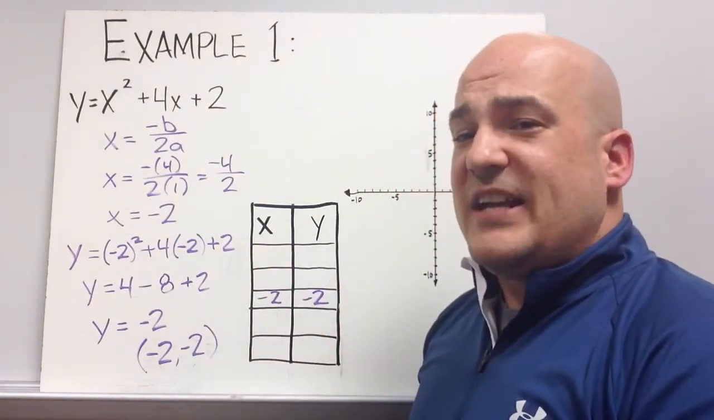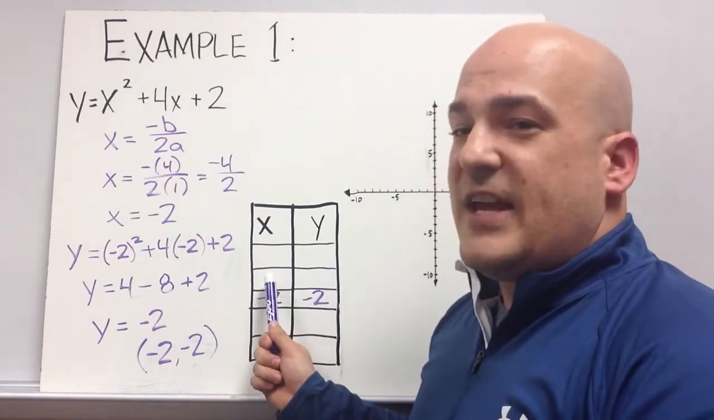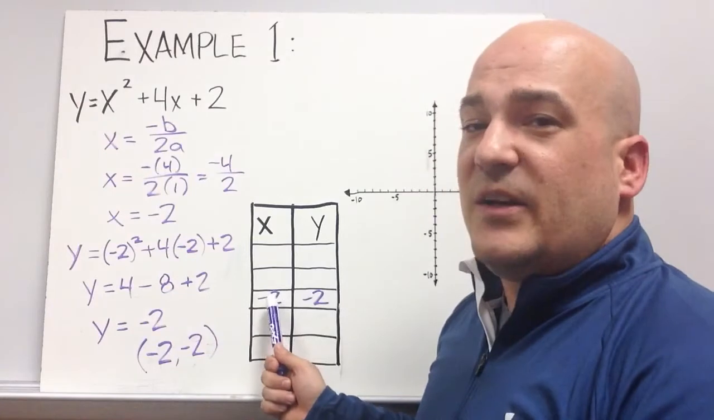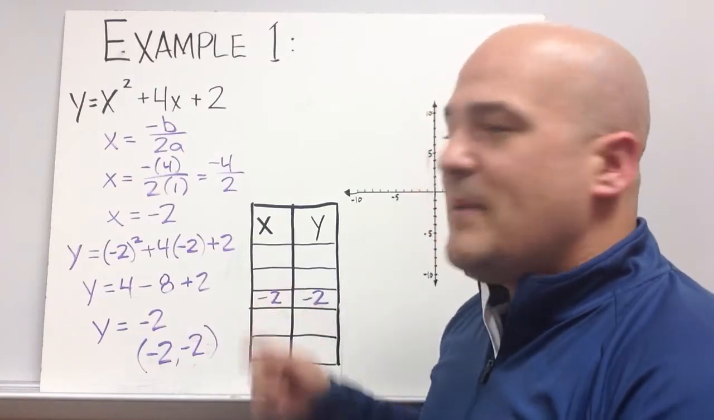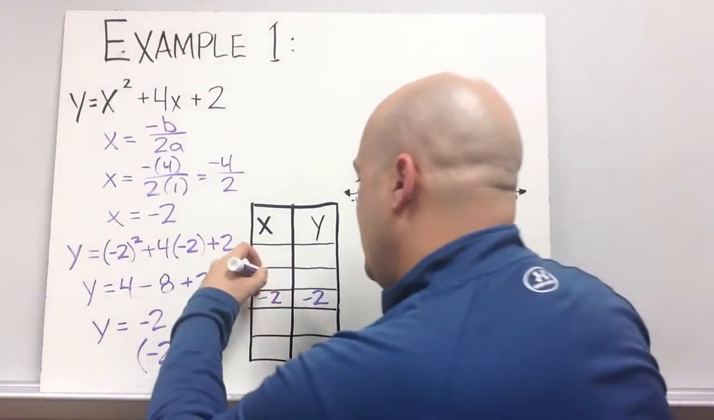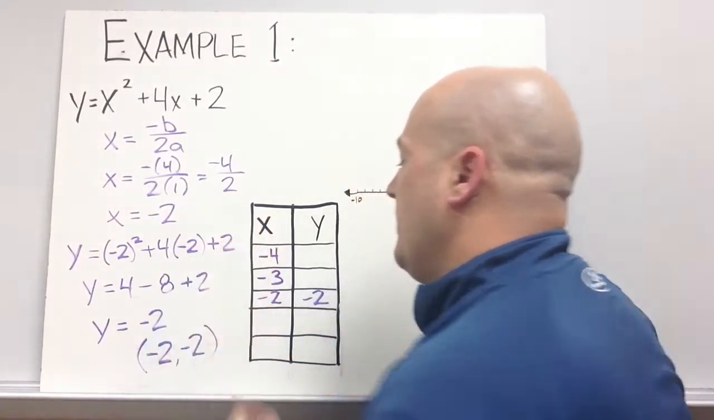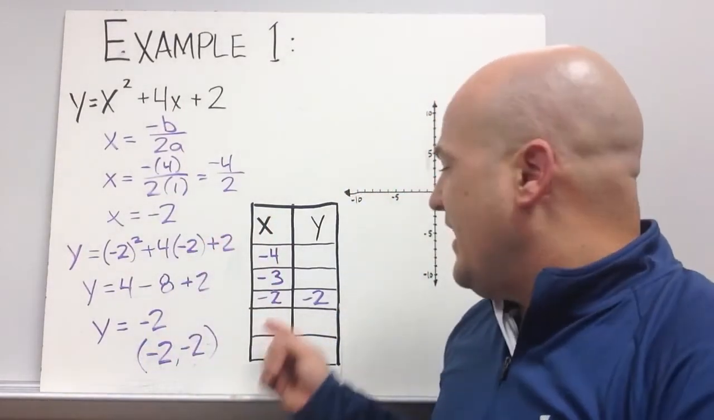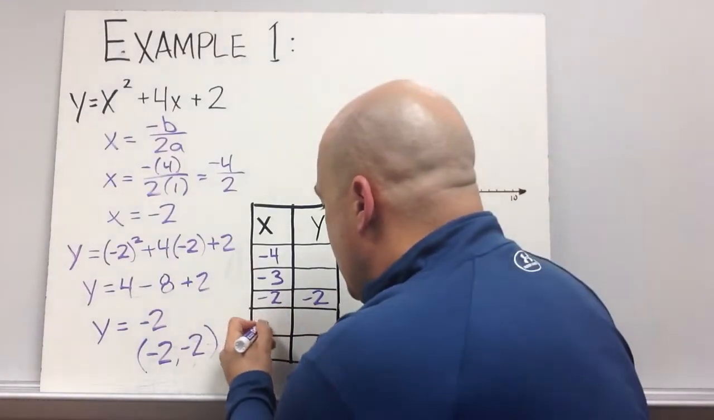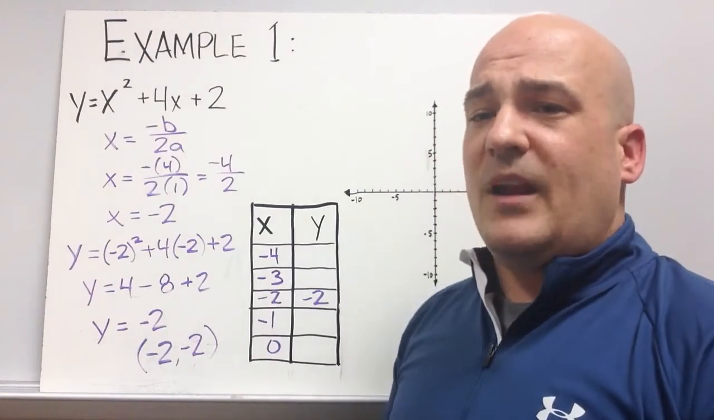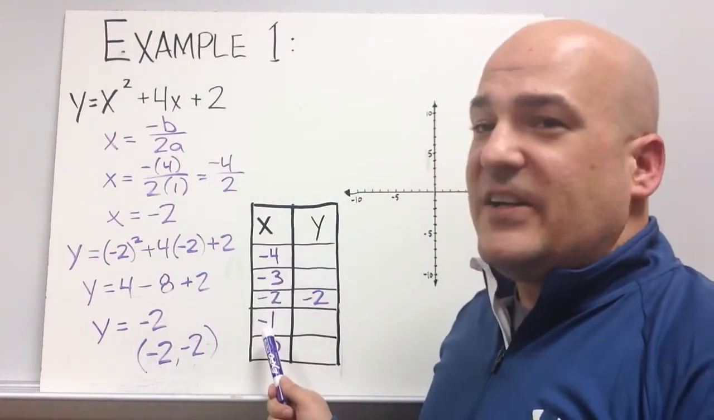Now I need to choose 2 x values that are below negative 2 and 2 x values that are above negative 2. The number right below negative 2 would be negative 3, and then negative 4. And the numbers right above negative 2 would be negative 1 and 0, just like that. So I have all my x values filled in.